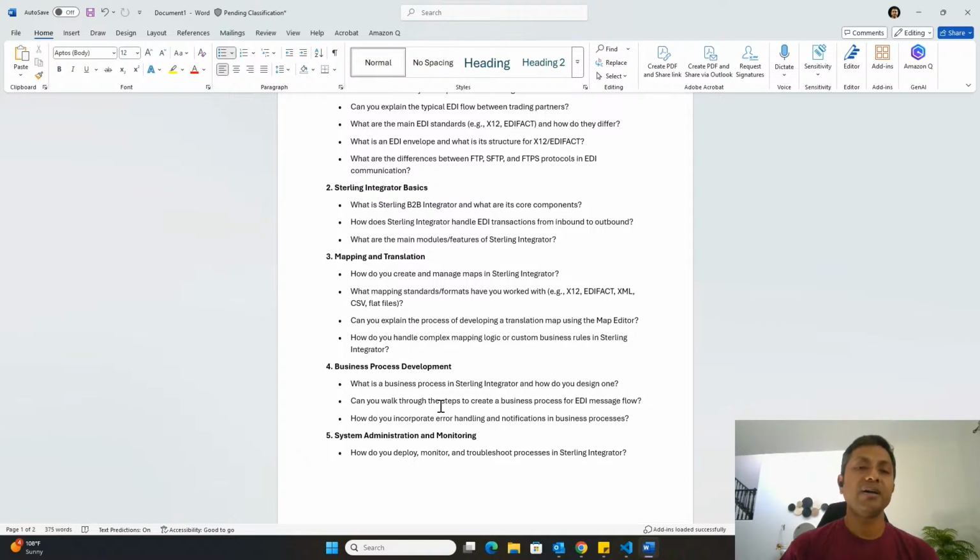Number four is business process development. All right. So for business process development, they might ask, what is a business process itself, right? And how do you design one? You need to be able to explain exactly what a business process is. Talk about the sequential steps that are being performed, and then how do you design it?